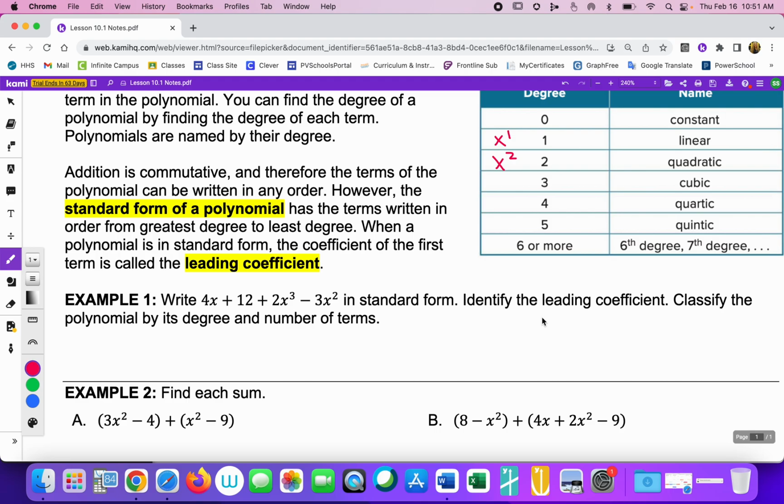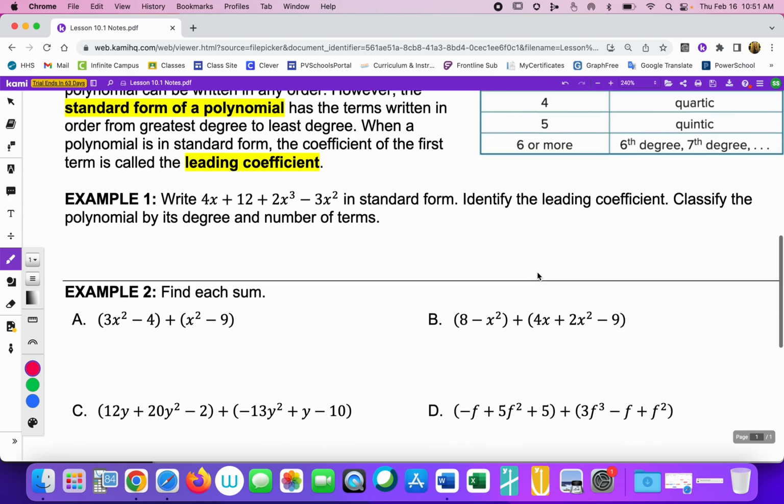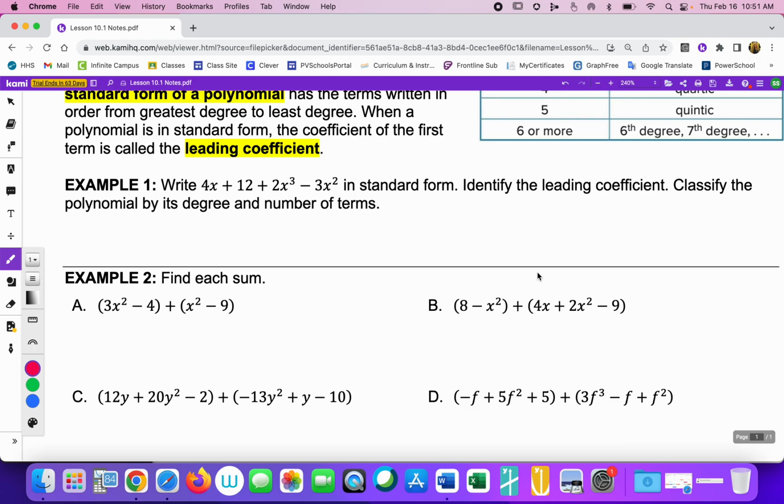Okay. So the first example, I only did one, but if you have any questions, let me know. So right now we have 4x plus 12 plus 2x cubed minus 3x squared, and we need to write that in standard form, which means highest degree to lowest degree, which would be highest exponent term to the lowest one. So what's the highest exponent you see? 3. So the term 2x cubed would go first in standard form.